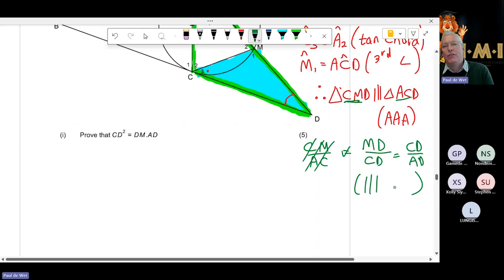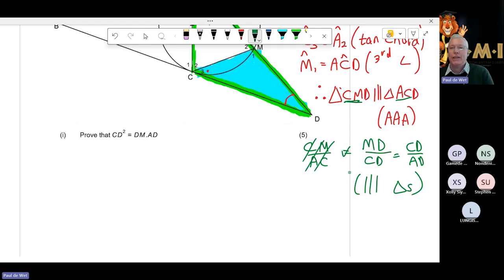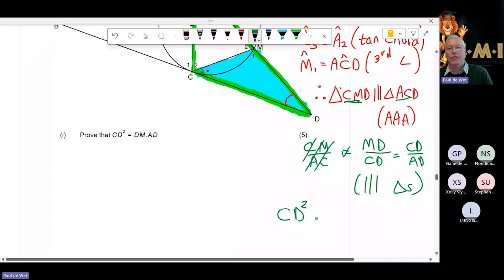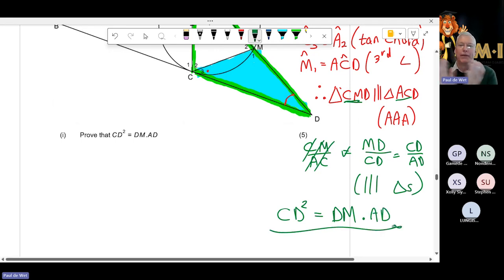Yeah, the reason we can do that is because we've got similar triangles. And now what's the last thing we're going to do? Almost, last thing. We're going to cross multiply, so we get CD squared equals DM times AD. And that's what we were asked for. Okay, well done, very well done.